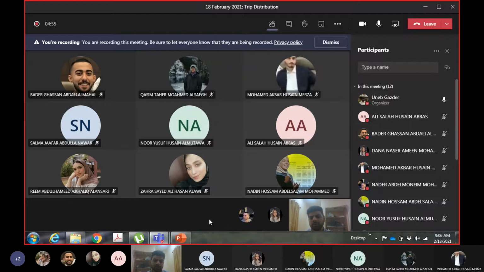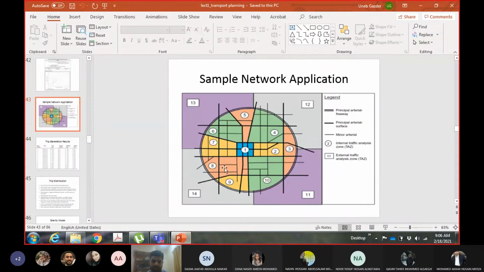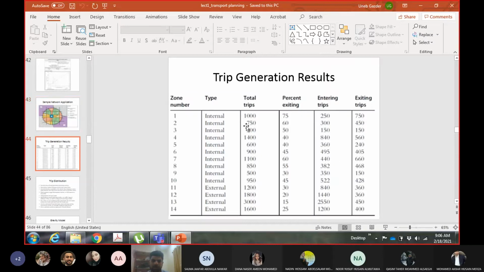Then I showed you this network map, and we are going to use it in the other stages as well to apply the full trip generation model. And these are the trips which are generating from each zone. So they already applied the ITE manual equations to that according to the type of land use, and they have developed this table. So from each zone, I know how many trips are generating and what percentage of trips are entering and exiting, because that is also given in the manual.